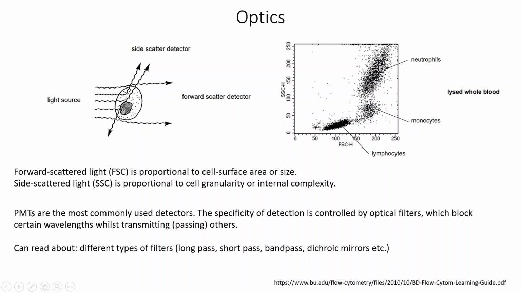PMTs, or photomultiplier tubes, are the most commonly used type of detector in this case. And the specificity of detection. So what do these PMTs do? They essentially multiply the signal that you're getting and give you a robust electrical output. The specificity of detection is controlled by optical filters, which block certain wavelengths while transmitting others.